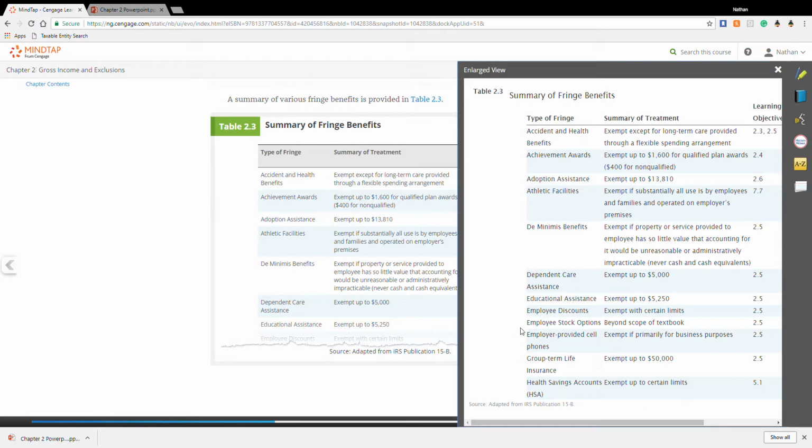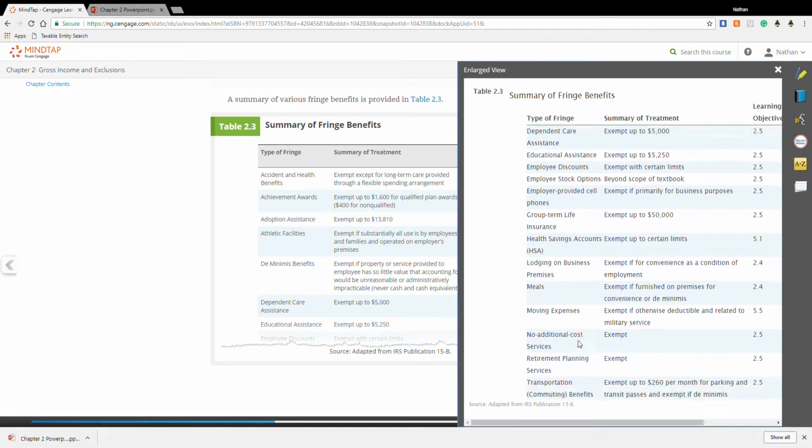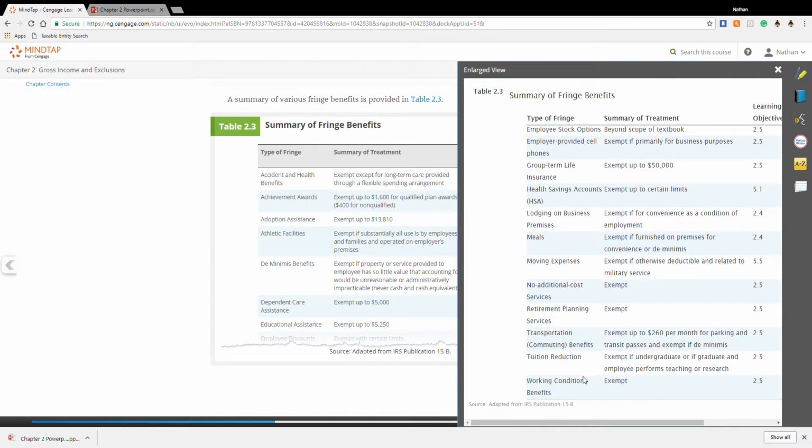Again, employee stock options. This is beyond the scope of this textbook, but basically you can have stock options in companies. Basically, if the employer provides cell phones, they're exempt if primarily for business purposes. I mean, there's so much that employers can help you out with.